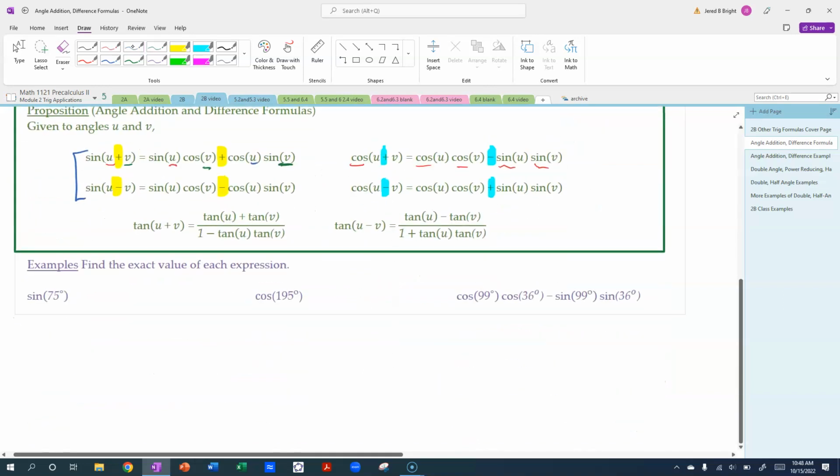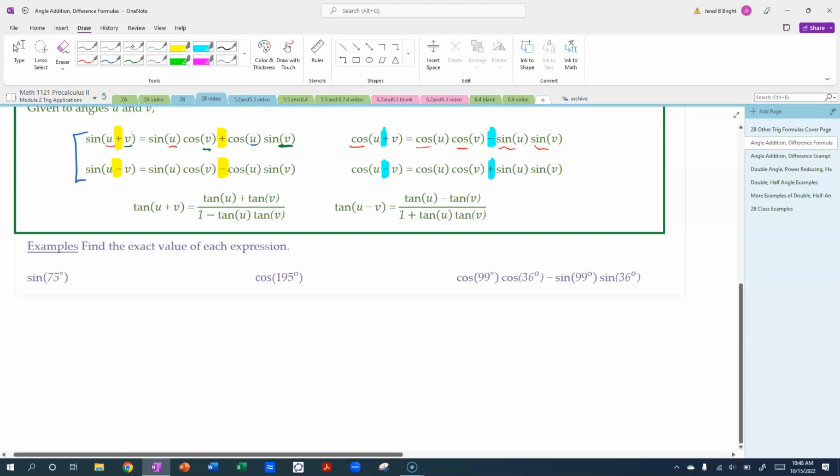So, some examples. We want to find the exact value of each expression. So you're like, well, I don't see a sum. I don't see two angles. u and v here have to be angles. Where are my two angles in sine of 75 degrees? The trick is, force it. Make the two angles appear. I want to view this as sine of something plus something, and then use the formula.